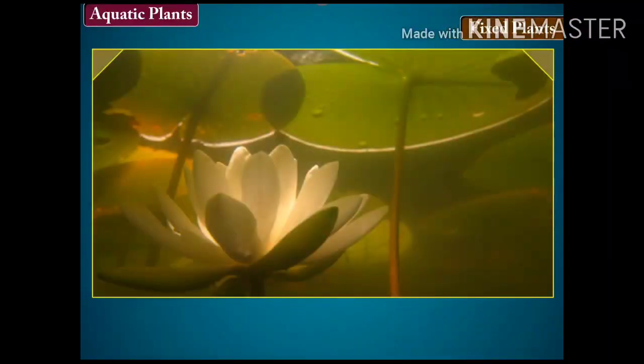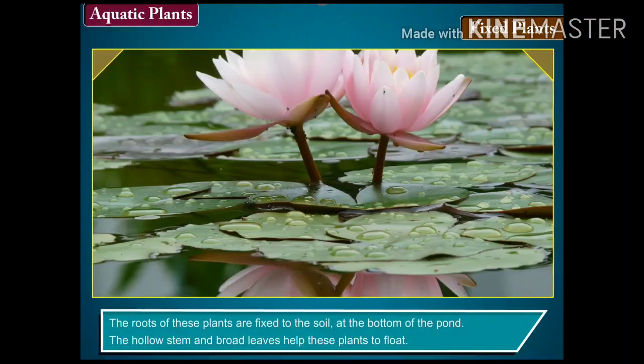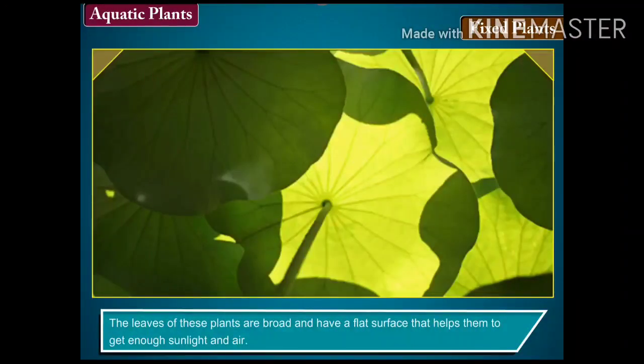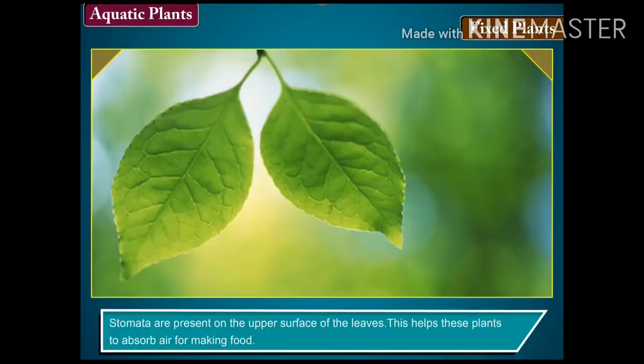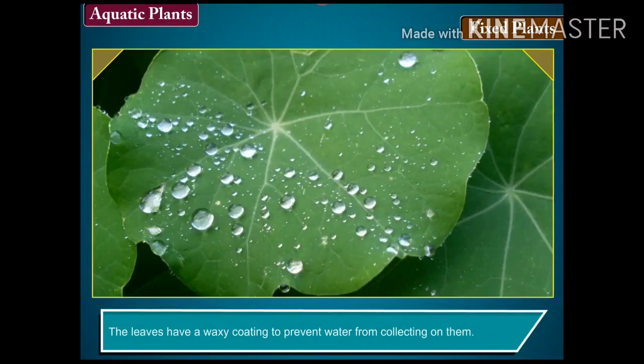Next is fixed plants. The roots of these plants are fixed to the soil at the bottom of the pond. The hollow stem and broad leaves help these plants to float. The leaves of these plants are broad and have a flat surface that helps them to get enough sunlight and air. Stomata are present on the upper surface of the leaves. These help these plants to absorb air for making food.